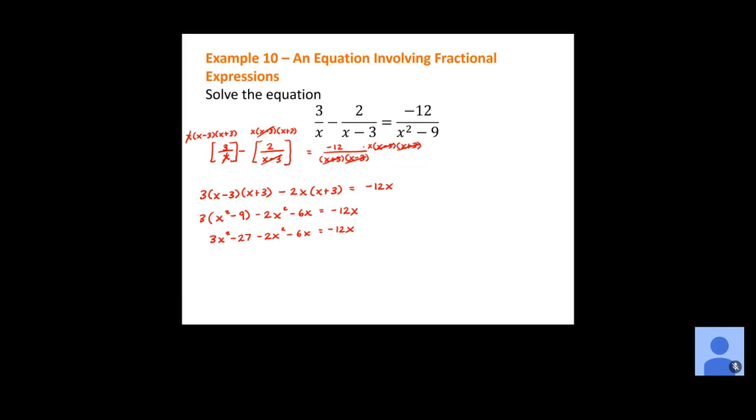Right, and so now what can we do now that we've distributed everything? Combine like terms. Good. So if I do that, what are we going to get? Okay, good. So 3x squared minus 2x squared is x squared. We have our minus 6x minus 27 equals negative 12x. And now notice we have a quadratic equation, right? We have an x squared in there. So what are we going to want to do with this to solve it at that point?